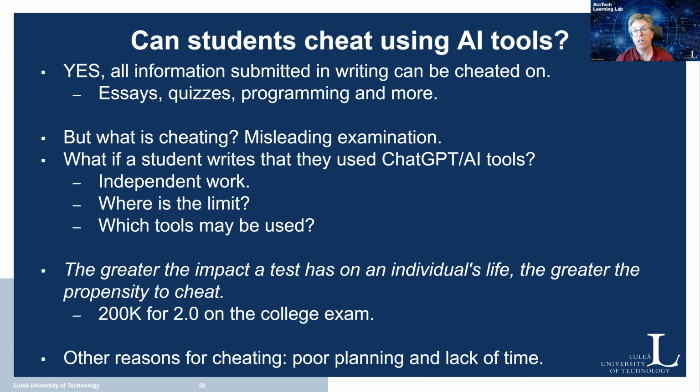That is, the student is trying to convey that they know something that they don't know. They've used somebody else to do the work for them, and somebody else here can be either a physical person or an AI entity. But what if the student writes that they have used ChatGPT or other AI tools? Well, then it comes back to this idea that it should be independent work. They should have done the work themselves.